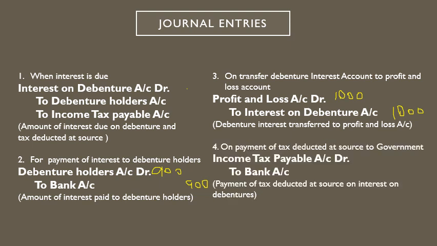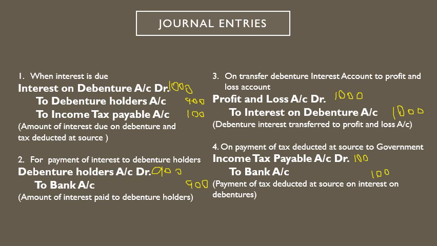And next, there was 100 rupees tax on debenture interest collected. So the same is to be paid towards the government, the income tax department. So the amount now we have to pay back to the income tax department. So income tax payable account 100, the tax payable is 100 to bank.